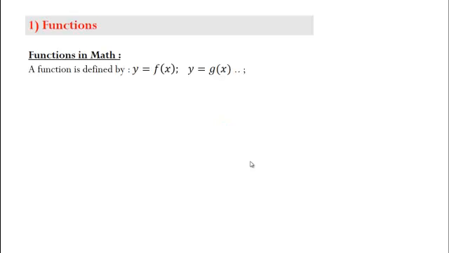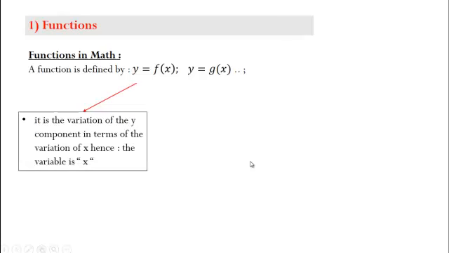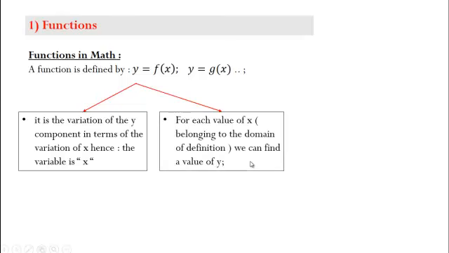So in this part we'll talk about functions and limits in order to reach the partial derivative, which we need in physics. So what are functions? A function is defined by y equals f(x) or y equals g(x). Then it's a function of x, and this is what you call a variation of y in terms of the variation of x. So each time x is changing, y is changing. This means for each value of x we can have a value of y.